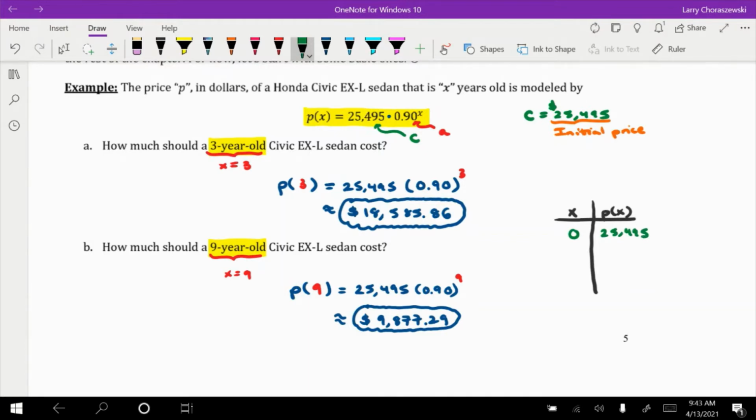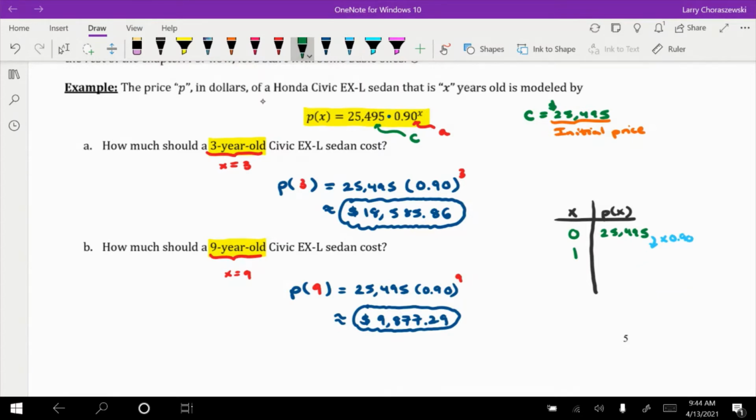It wasn't asked for in either parts A or B, but we could come up with it a couple of ways for an x value of 1. So what would the price be after 1 year goes by? Well, we could plug 1 into the function, or what we could do is use the base A and apply it to the 25,495. So keep in mind, to get from one y value to the next, we do repeated multiplication, right? So for instance, to figure out the price after 1 year, we could multiply this by 0.90.